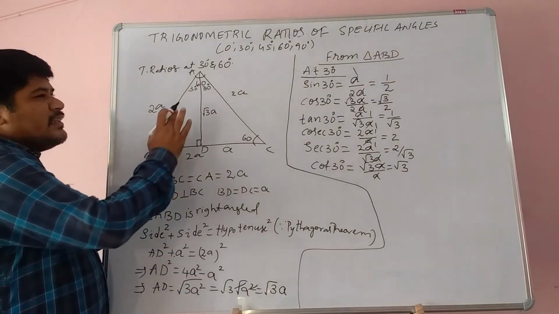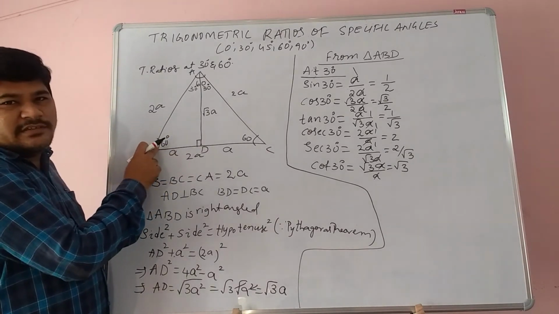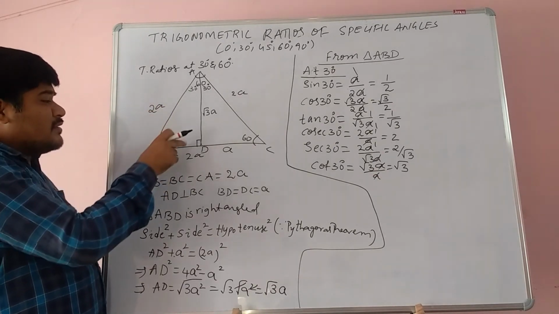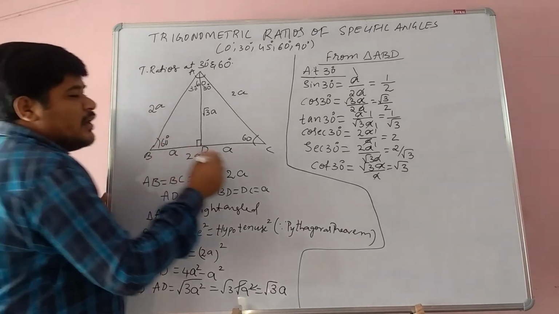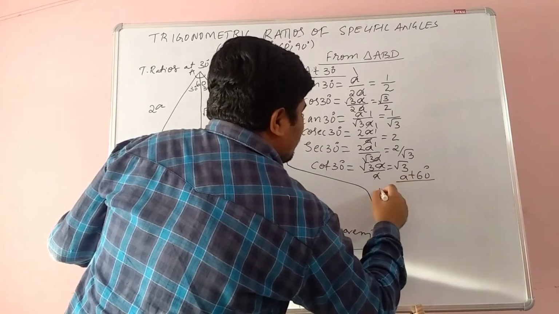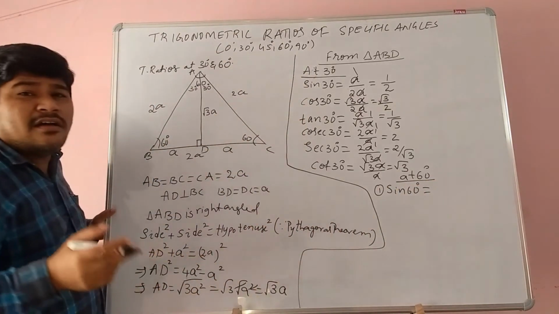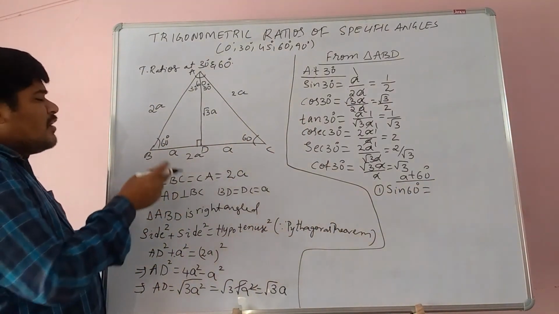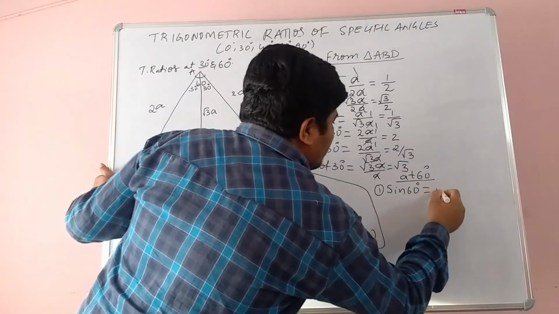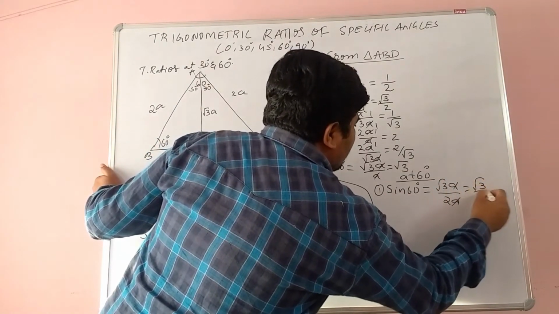So now in the same triangle we need to observe the sides with respect to 60 degrees. Okay, so it's the same triangle ADC. Now I want to observe all these ratios with respect to 60 degrees, right? Now sin 60. What is sine theta? Opposite side by hypotenuse. So with respect to 60 degrees, that is root 3a by 2a. A cancels. So we got here root 3 by 2.